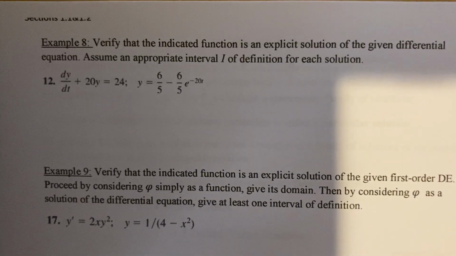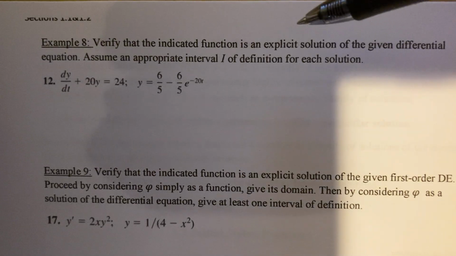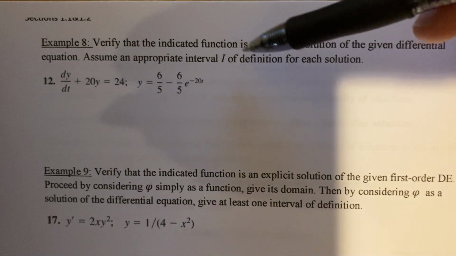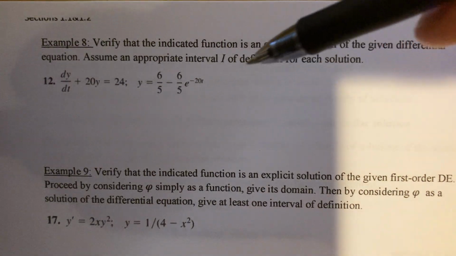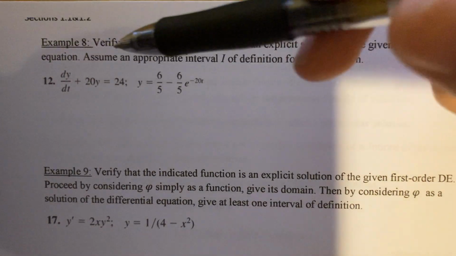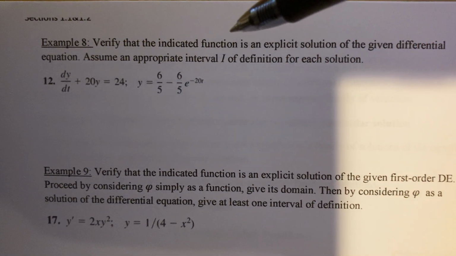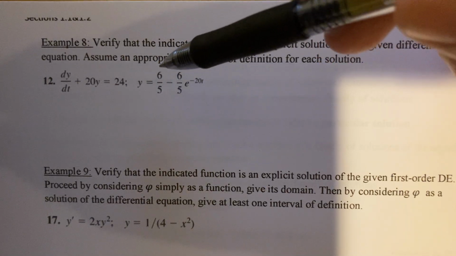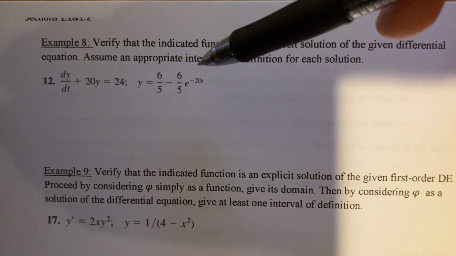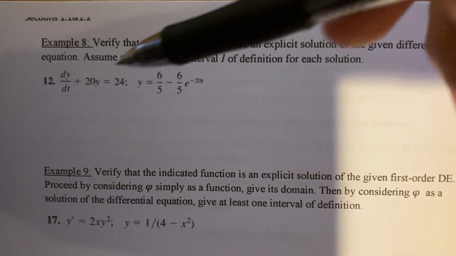All right, welcome to page 4. Example 8, verify that the indicated function is an explicit solution of the given differential equation. Assume an appropriate interval I of definition for each solution. And so what we're going to do is we're given the differential equation over here on the left, and then we're given the indicated function, which we're told is a solution to our differential equation. And so what we're going to do is check to see if this is a solution.